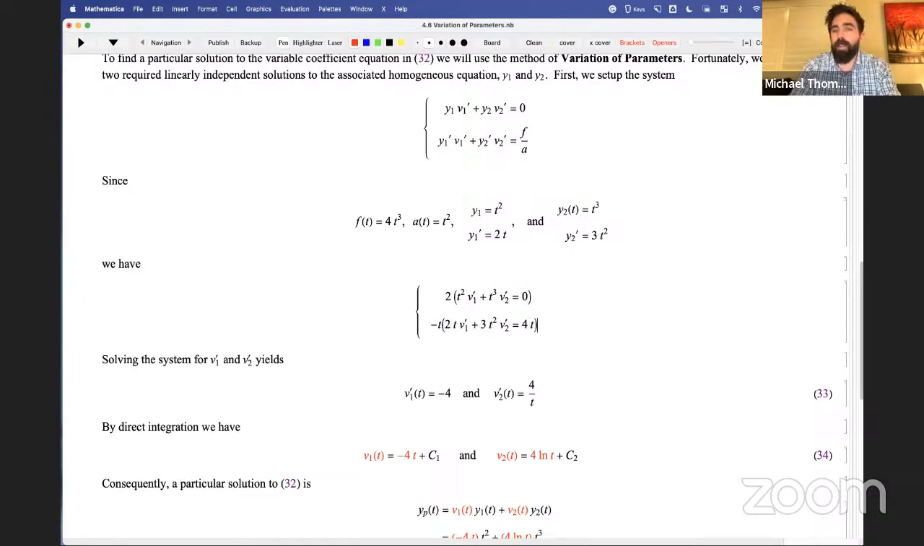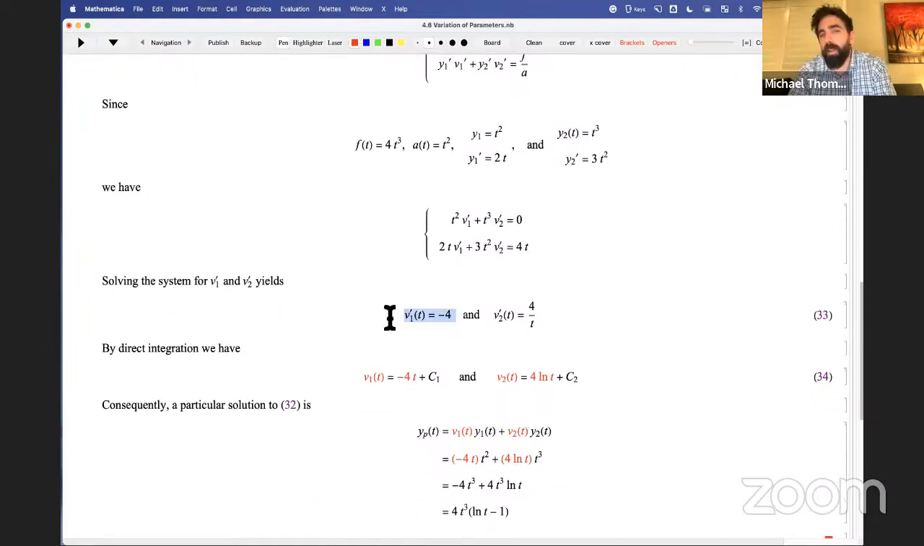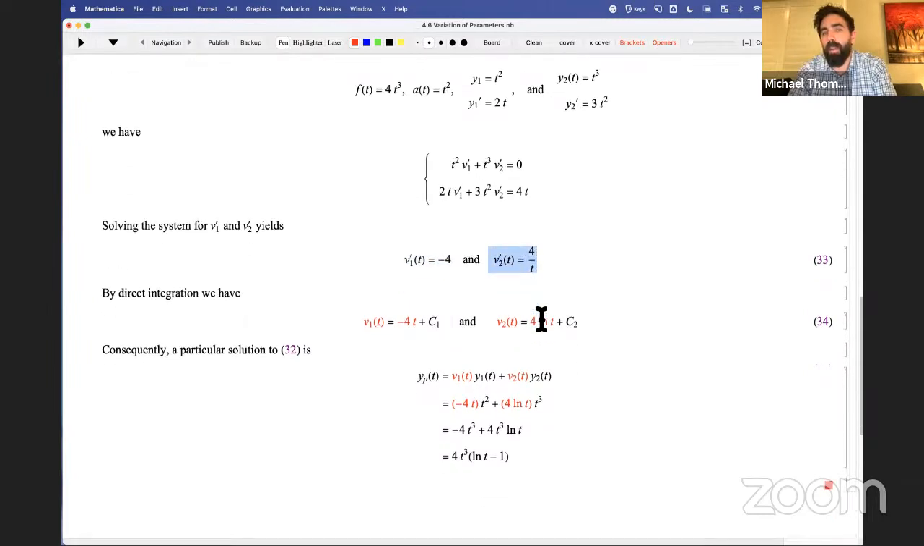Do you see why that's going to work? It's going to make the v1 prime terms opposites of each other. And then you can add them together. The v1 primes will be eliminated, and you'll have an equation in just v2 prime. So solving the system, you guys can do that. You're going to find your v1 prime and your v2 prime. Then you're going to use direct integration on each.